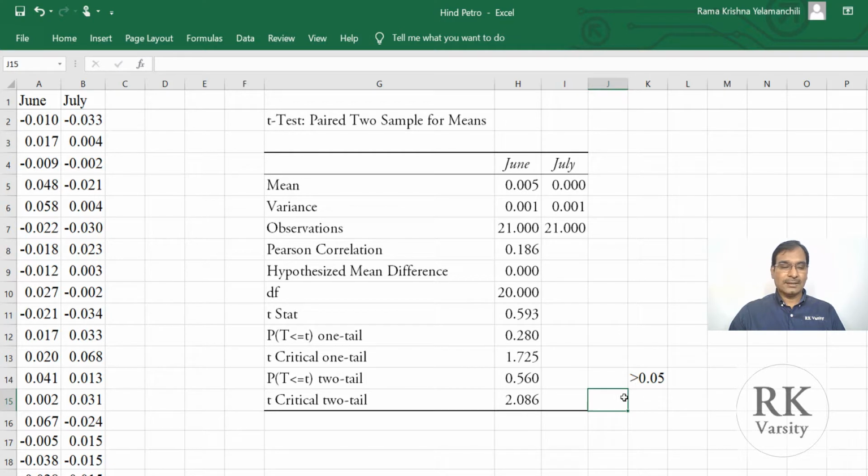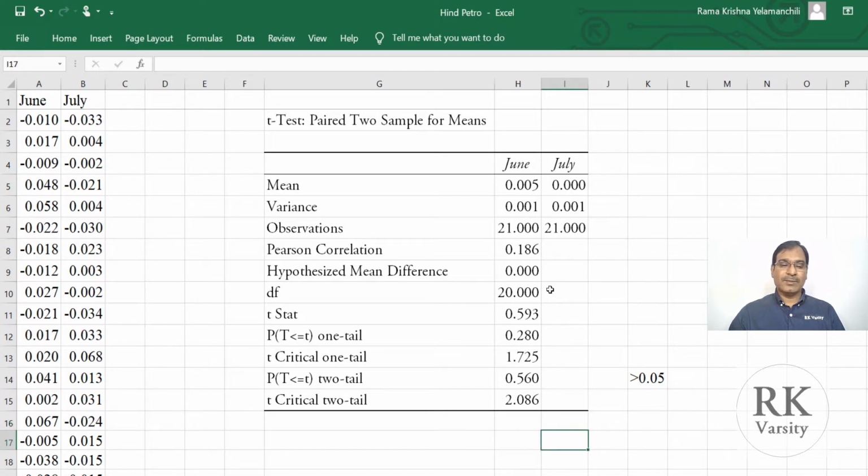In the sense, there is no significant difference between the mean return of the June month and the mean return of the July month. What does this acceptance of the null hypothesis indicate? It indicates that the mean return of a particular stock in the month of June as well as in the month of July are uniform. That means even though there are slight variations within the time period, overall the means are the same. That means the stock performed consistently during the June month and the July month.